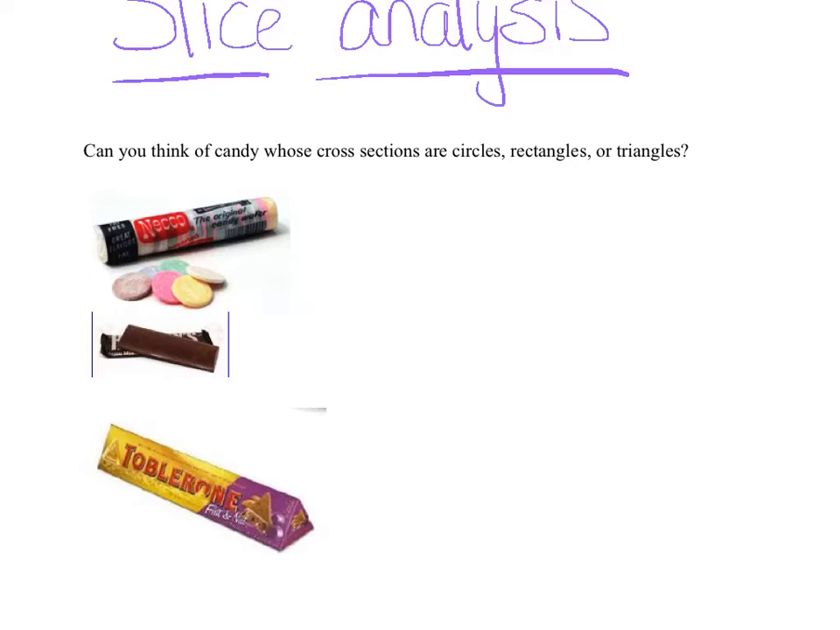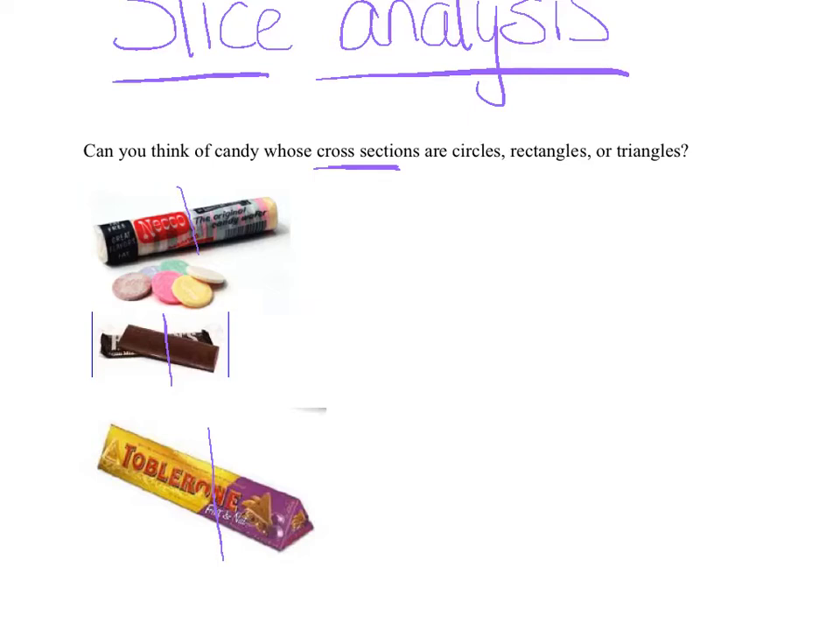Well, if you look at these Necco wafers, if you were to take a knife and cut that in half, and you look at the shape that it made, you would be seeing circles. Or if you took a Hershey bar and cut that in half, you looked at its cross-section or the slice that you cut, hopefully you would be seeing a very thin rectangle. Or this interesting candy here. If you cut that in half, the slice that you would be looking at, or the cross-section, known as slice analysis, would be a triangle.